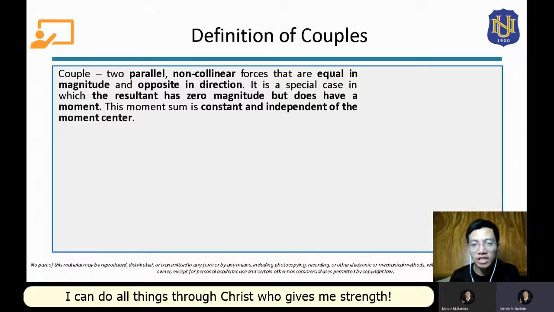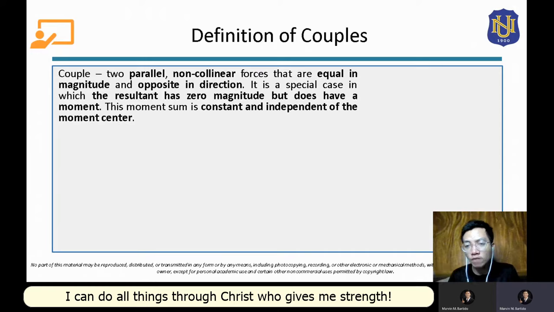The second definition: it is a special case in which the resultant has zero magnitude but does have a moment. Let's say you have two forces, and these two forces are vertical forces. Your first force is directed upward, and your second force is directed downward. These two forces are parallel and non-collinear, they have the same magnitude, and they are oppositely directed.